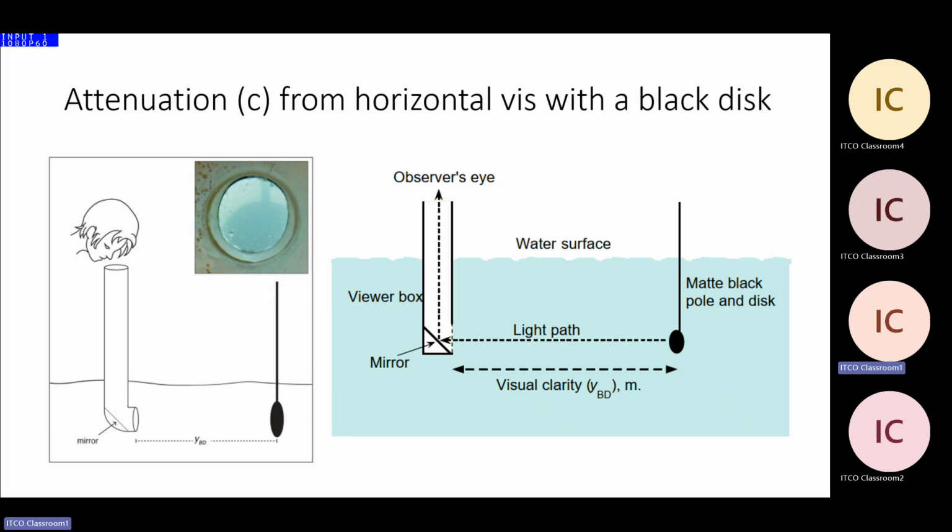So the first method I'd like to talk about is getting beam attenuation c from horizontal visibility with a black disk. This is actually quite a robust approach. You have a black disk, and it has to be a matte black disk, so you don't want any specular reflection off it. Mounted on a pole, and then you have a periscope that you put in the water. You could also have a diver in the water, and you move the disk along a horizontal path until you can't see it anymore. And you have a tape measure between periscope and the disk so that you can mark the distance.